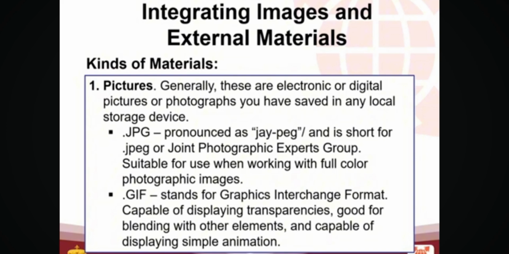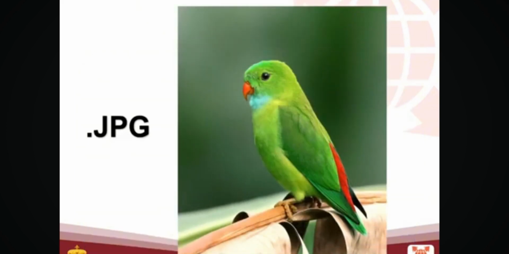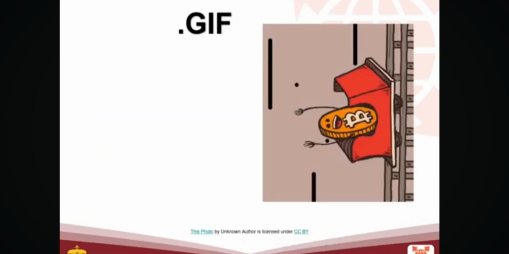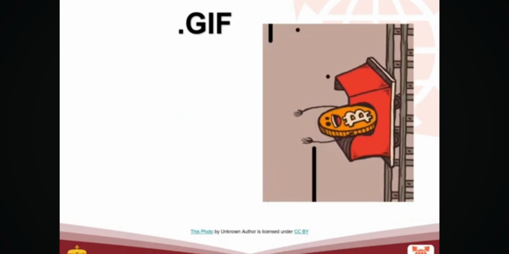First is the .jpg, pronounced as JPEG, which is short for Joint Photographic Experts Group. It is suitable for use when working with full-color photographic images. Another is .gif, which stands for Graphics Interchange Format. It is capable of displaying transparencies, good for blending with other elements, and capable of displaying simple animation. This is an example of a JPEG picture. We also have here an example of GIF.